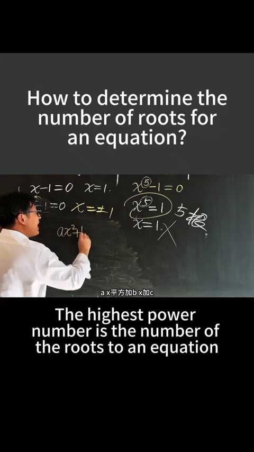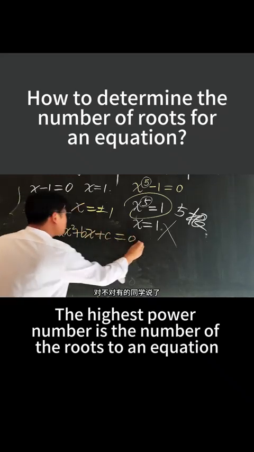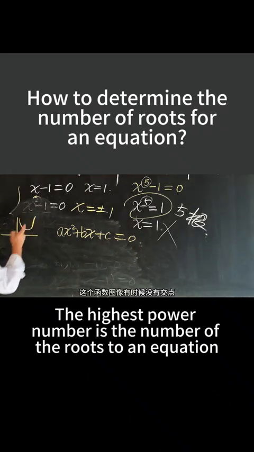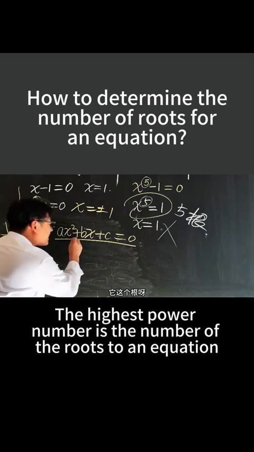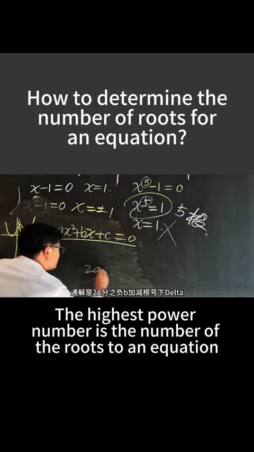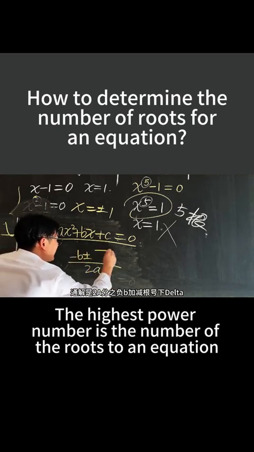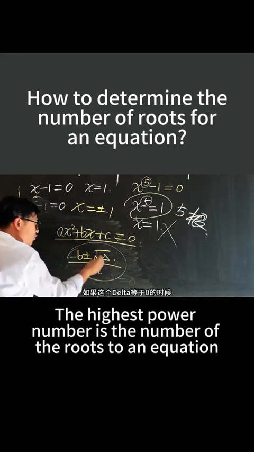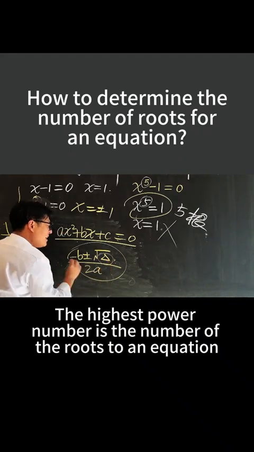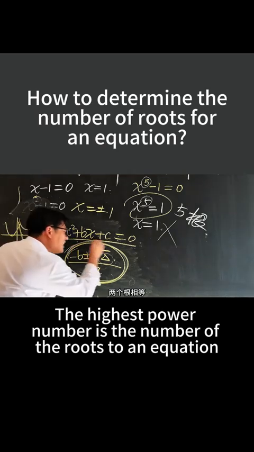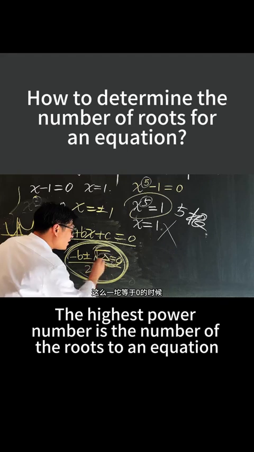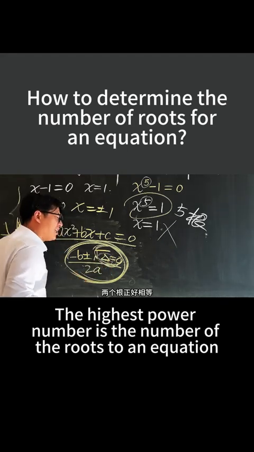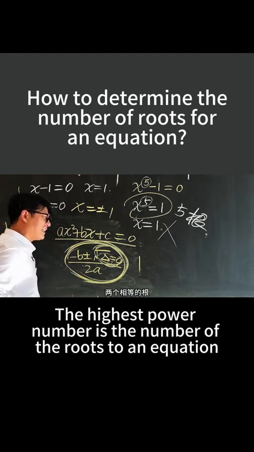X squared plus bx plus c, a quadratic equation in one variable. Some students say that sometimes this function has no roots, sometimes the graph has no intersection points, sometimes 1 intersection point, and sometimes 2 intersection points. What does that mean? It means that its roots are generally explained as negative b over 2a plus or minus the square root of delta, right? So there are 2 roots, but if delta equals 0, these 2 roots are equal. When the 2 roots are equal, they are still 2 roots. Do you understand this reasoning? When the discriminant is 0, the 2 roots are exactly the same. So people say it's 1 root, but actually it's 2 equal roots.